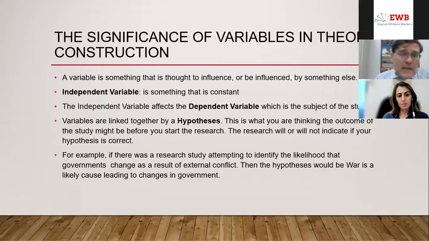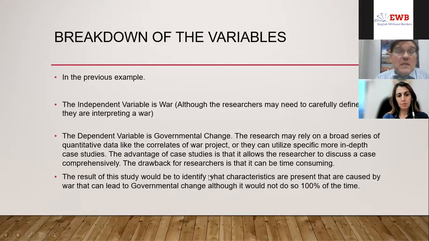So for example, an example I like to use in class: if there was a research study attempting to identify the likelihood that governments change as a result of external conflict, then the hypothesis would be war as a likely cause leading to changes in government. So if we want to then identify our variables, the independent variable would be war or conflict. Now, again, as we mentioned in the previous slides, we have to be careful, especially in modern times, how we're defining a war, because the definition of war and the practices of war have undergone a certain degree of change in the last 100 years or so, or even in the last 50 years or so, since World War II, essentially. The dependent variable is governmental change.